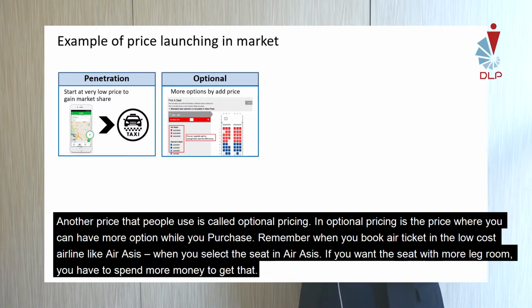Another pricing that people use is called optional pricing. In optional pricing, you can have more options when you want to add to the price. Think about when you book a low-cost airline like AirAsia. When you select the seat, if you want a seat with more leg room, you definitely have to add some money to get that.